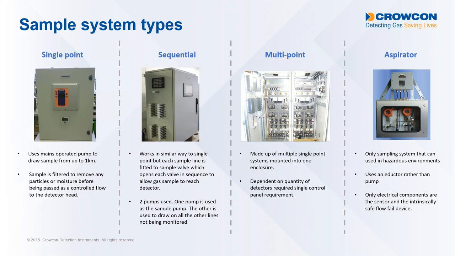Now, last up, the aspirator. And this is the only sampling system which can be used and located in hazardous environments. And in order to ensure that this can be used in hazardous environments, we are using very few electrical components, just the sensor and an intrinsically safe flow fail device. We're using an eductor rather than a pump in order to ensure that this product is going to be safe in a hazardous environment. So they're the four sample types that we use as a baseline.